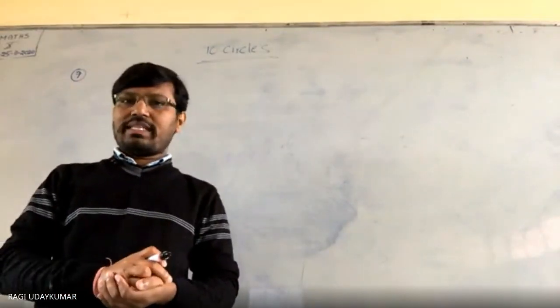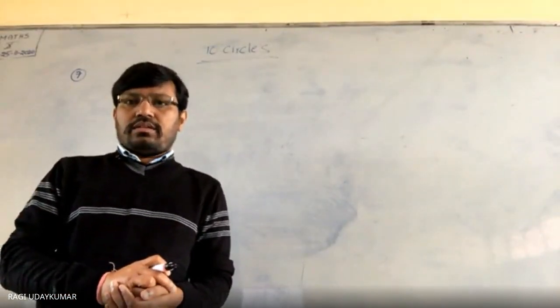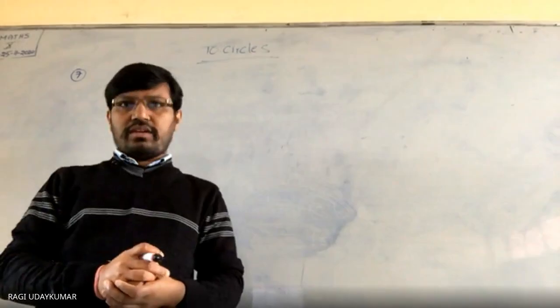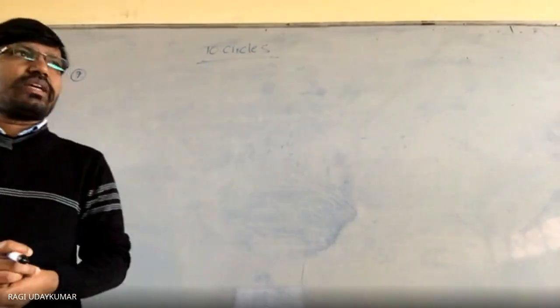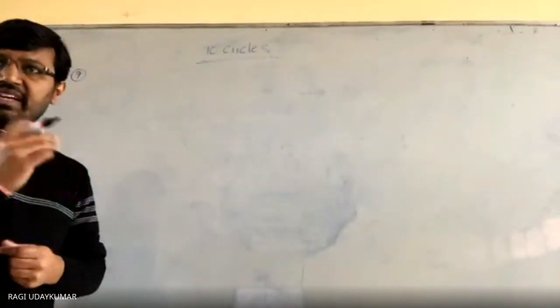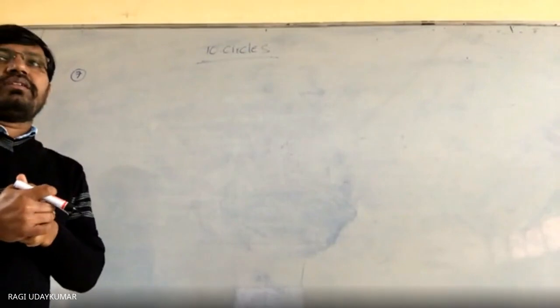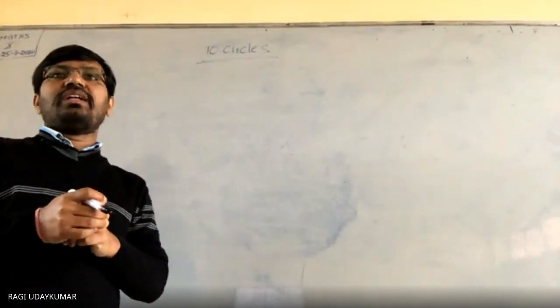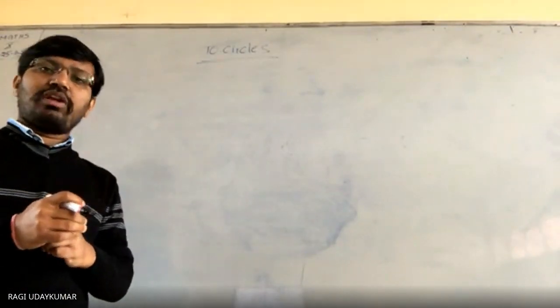So what is meant by concentric circles? Sir, two circles having the same center but different radius. Different radius. Okay. Two circles having the same center but different radius. Two concentric circles of the radius 5 centimeters and 3 centimeters. Find the length of the chord of the larger circle which touches the smaller circle.